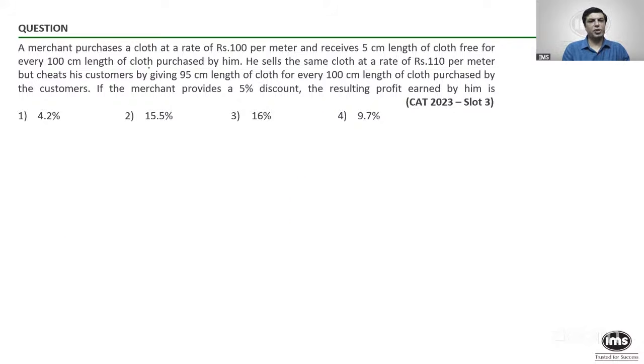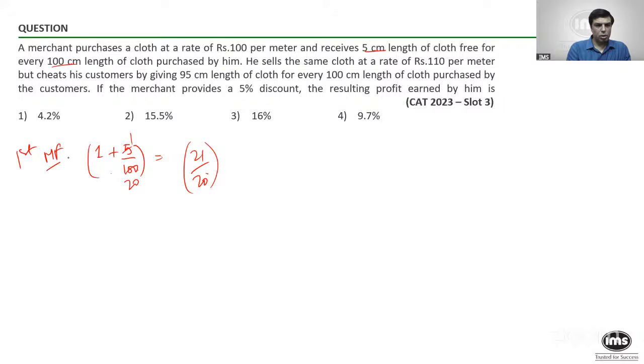Okay. So first thing is getting 5 centimeter cloth on 100 rupees. On 100 centimeter he is getting 5 centimeter free. 5 centimeter on 100 centimeter. So his profit is basically 5%. Okay. So which means 1 plus 5 by 100, 21 by 20 is my first multiplicative factor. Then, what about the second one? What's the second change? What he got for 100 rupees, marking at 110 rupees. So that is 10% profit. My second multiplicative factor is 11 by 10.